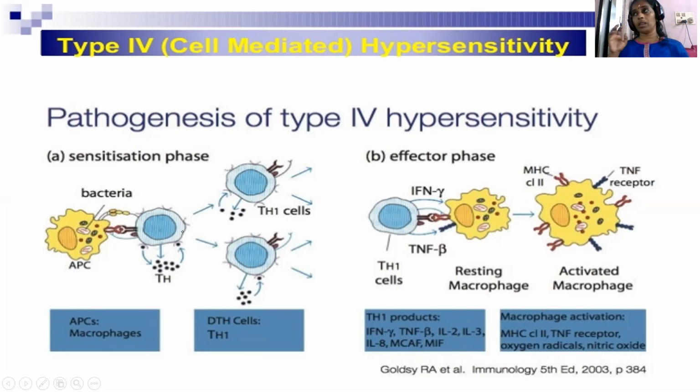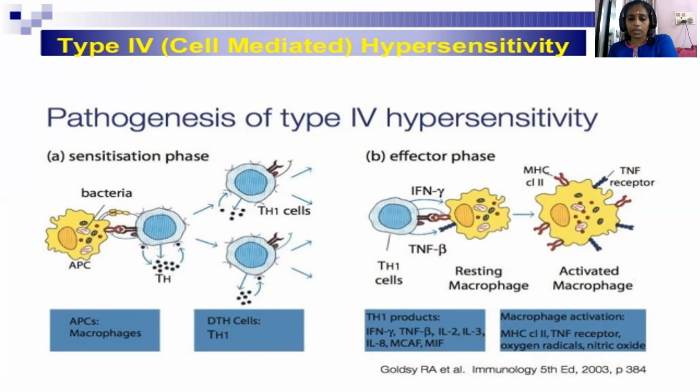In every pathogenesis, in every immune reaction, there will be two phases. The first is the initial phase, then the effector phase. Effector means the acting phase. The initial phase, that is the sensitization phase, is the formation phase, how the immune system is getting formed. Then the action phase, that is the effector phase.